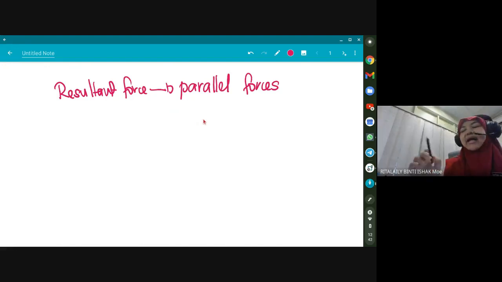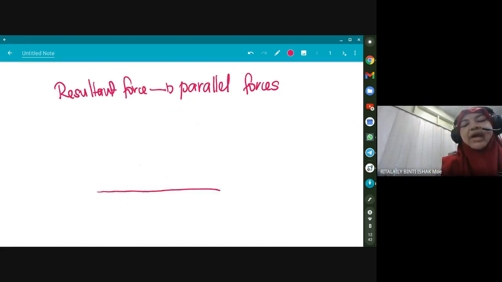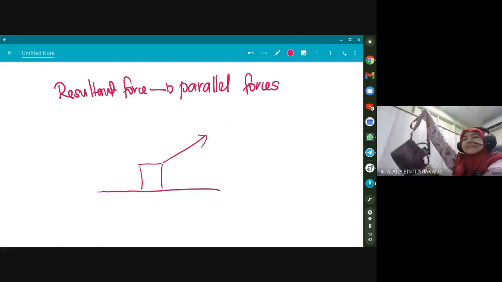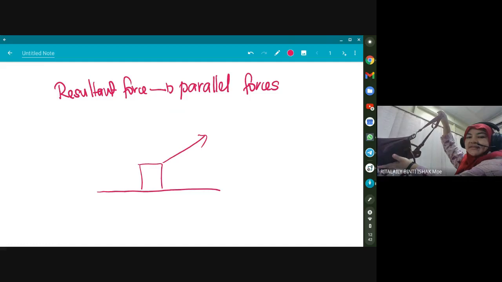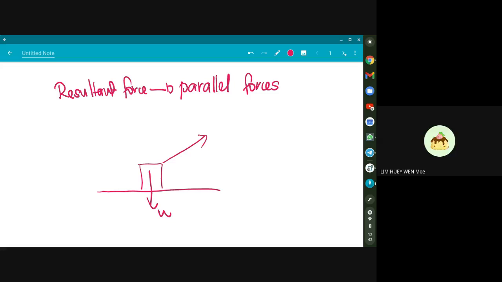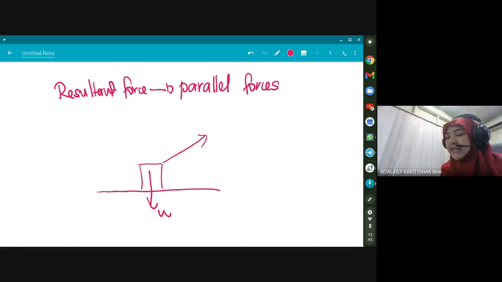Okay, but macam mana pula kalau we have an object and the force is like this? Macam we have a bag, we pull like this. What about this? Kita tahu the bag have a weight. Okay, but the force is not parallel to the weight. How do we calculate the resultant force? We need to resolve the force that is moving upwards. We need to calculate the force that is moving upward.